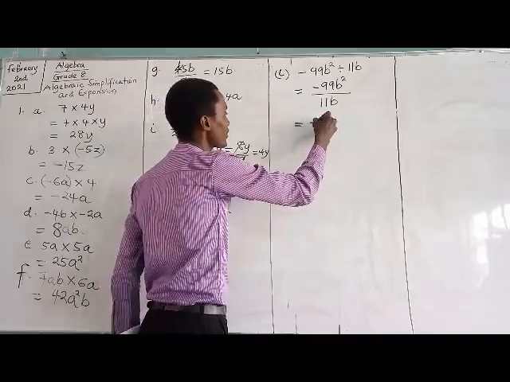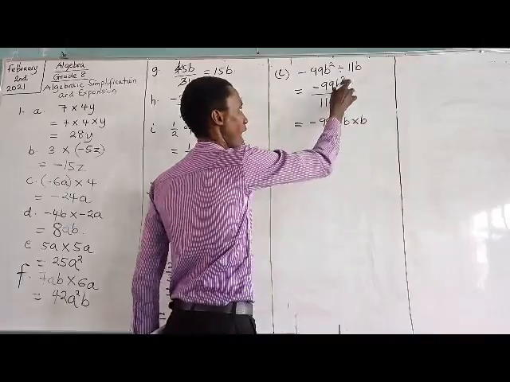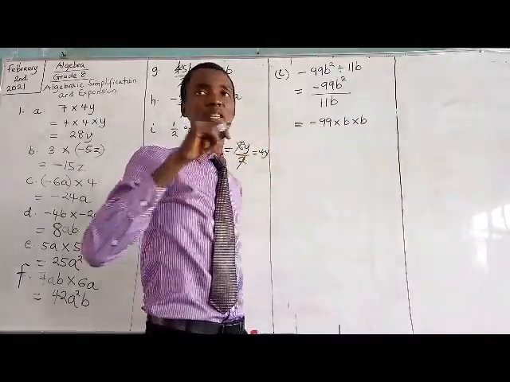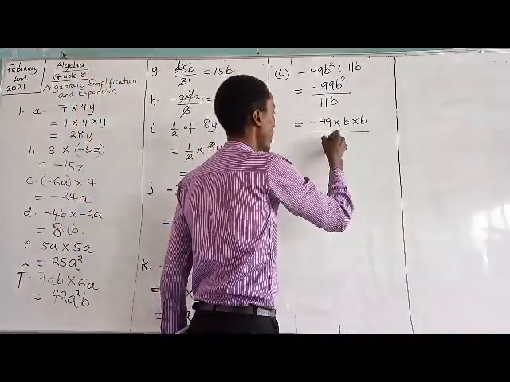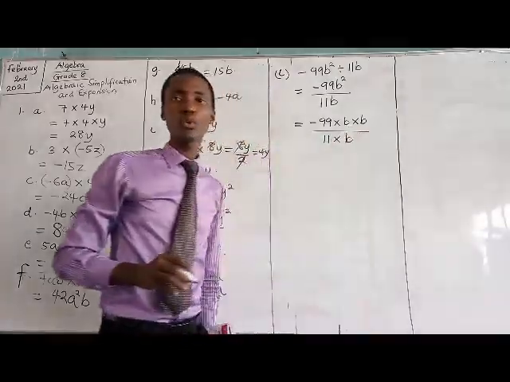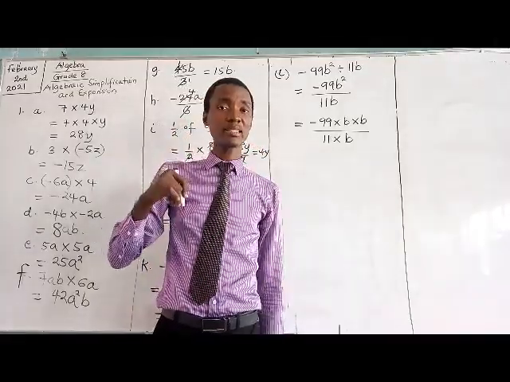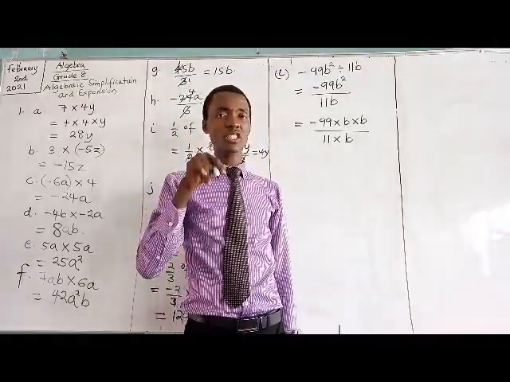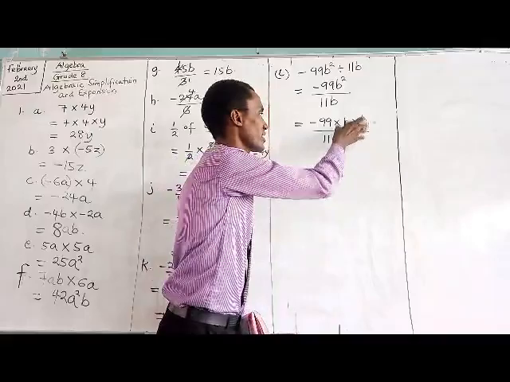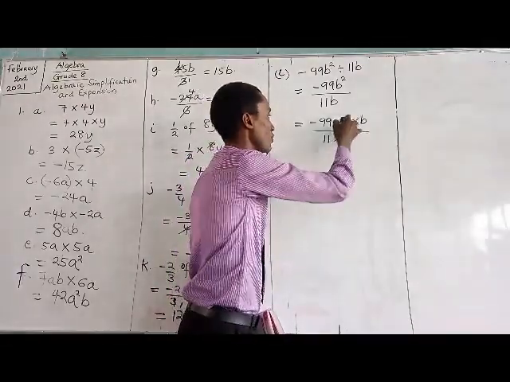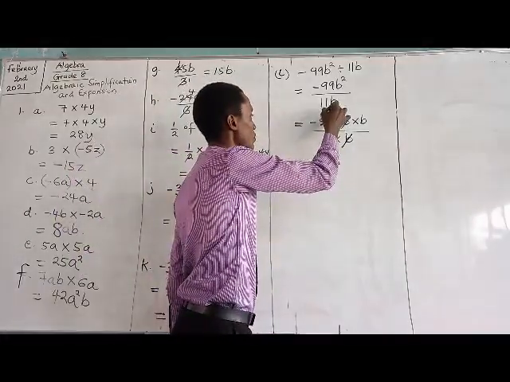This will now be equal to negative 99 times b times b. I'm not going to bring this b because it is b squared. It means b has occurred how many times? 2 times. Divided by 11 times what? b. So with this, the rule is b will cancel b, letters will cancel letters, and numbers, where possible, will cancel numbers. For letters, it's easier to see that this is already a factor of this. For numbers, you need to know your factors well. This will cancel this, will cancel this.